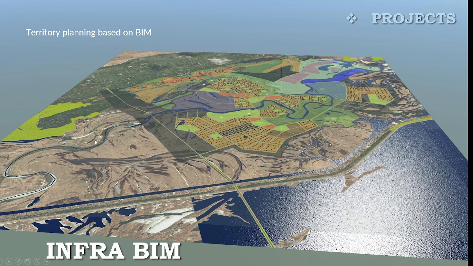A very interesting project was implemented on the banks of the Dnieper River near Kyiv, where a very large area had to be presented to the customer. We show how it is possible to implement the project with modern technology. This is where the concept of Infra BIM was used, that is, infrastructure BIM, where the technologies work not only in building design but also in infrastructure design.